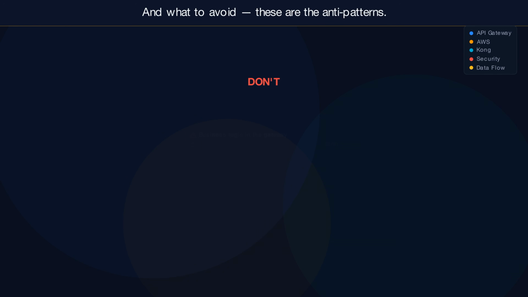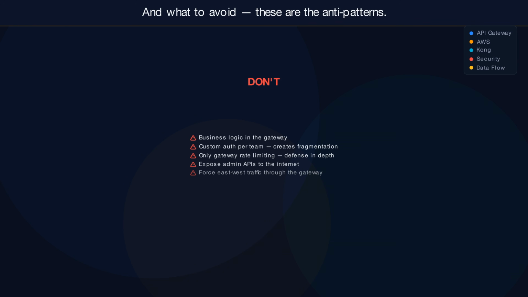And the anti-patterns to avoid. Don't put business logic in the gateway. It's a policy layer, not an application server. Don't let each team build custom authentication. That's how you get 10 different auth patterns. Don't rely only on gateway rate limiting. Defense in depth means service level limits too. Don't expose admin APIs to the internet. The admin API is the keys to the kingdom. Don't force east-west traffic through the gateway. That's what service meshes are for.